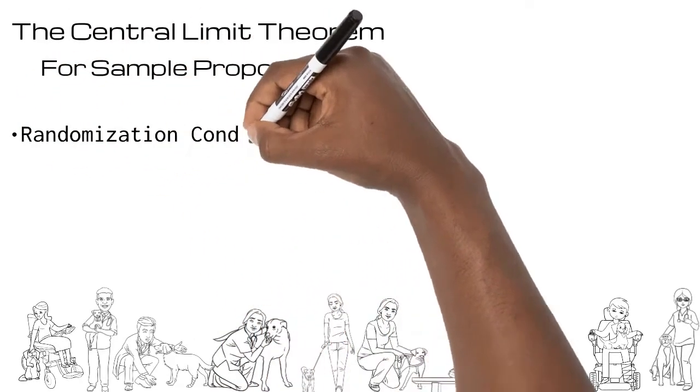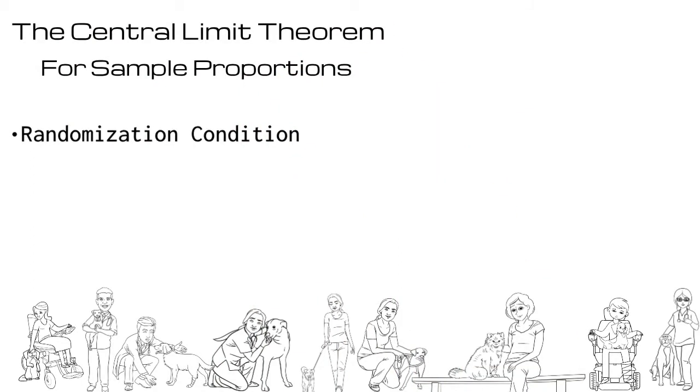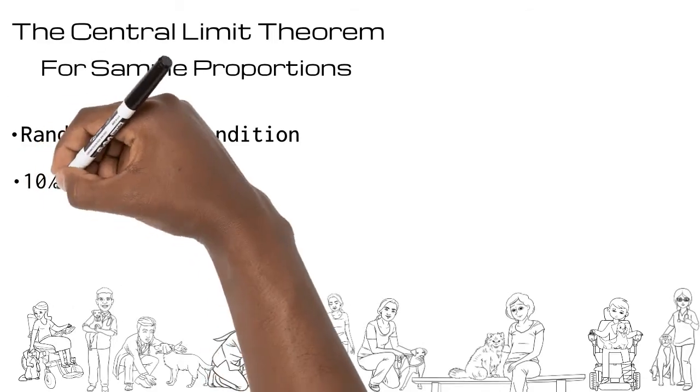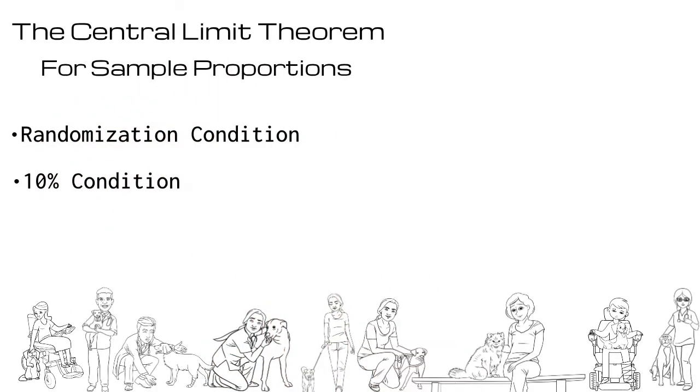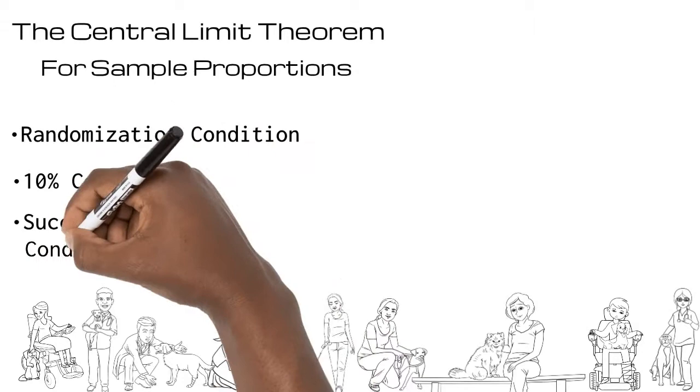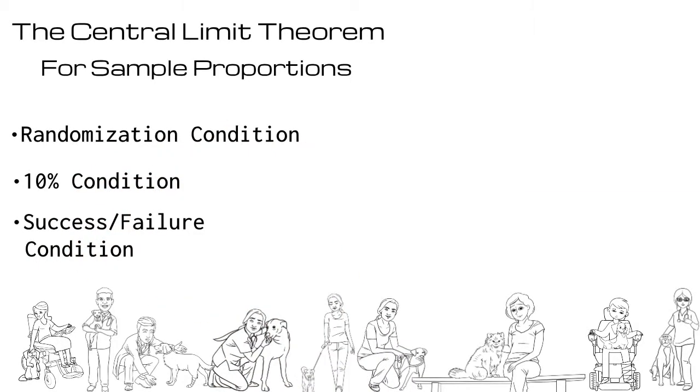First, check for the randomization condition. This means that all samples must be randomized. Then, check for the 10% condition. This means that the sample size cannot be larger than 10% of the population. Finally, check the success-fail condition. Your sample must be big enough to have at least 10 successes and 10 failures.